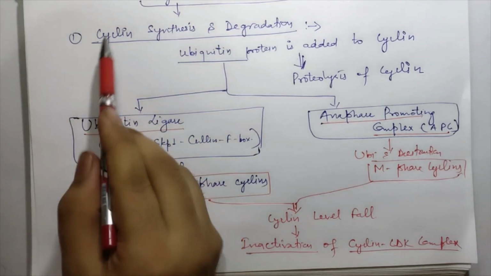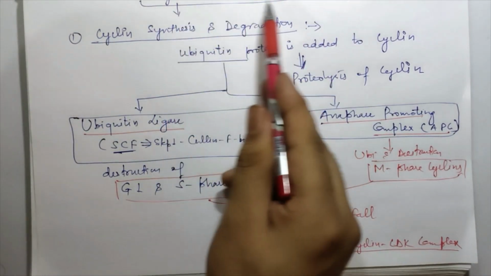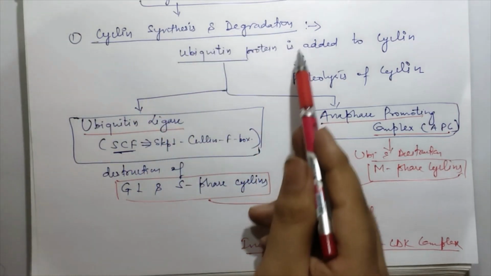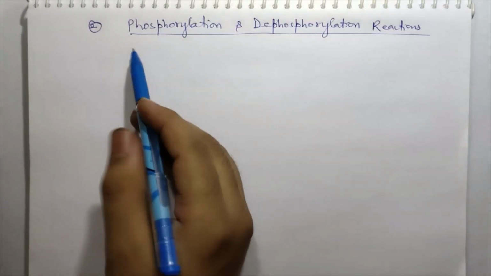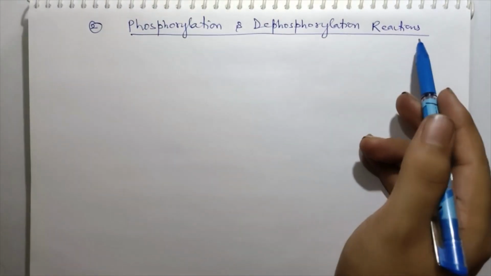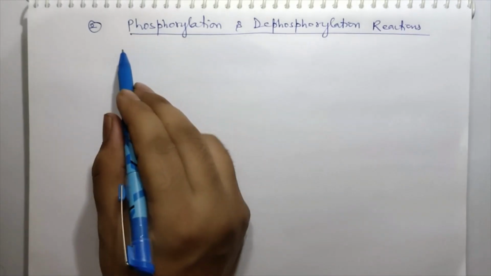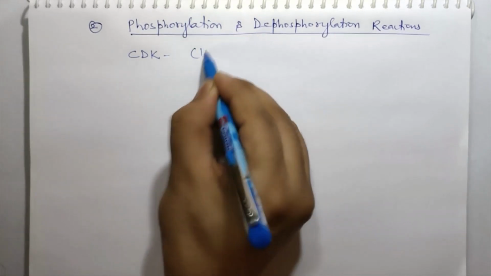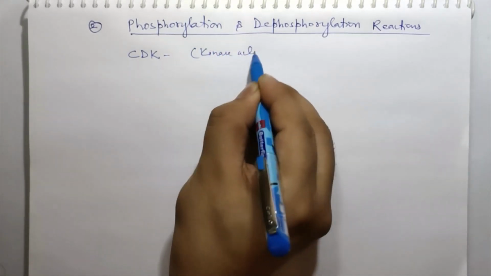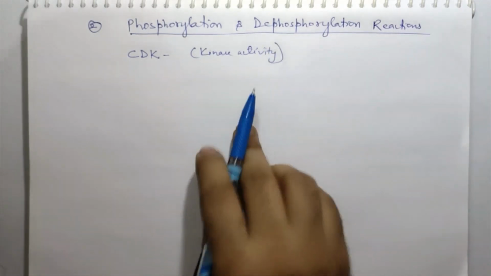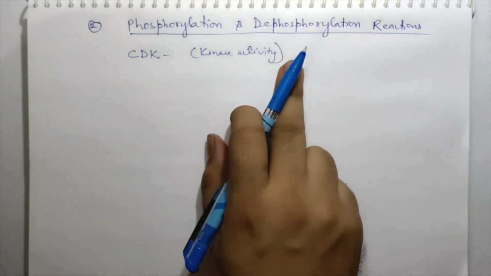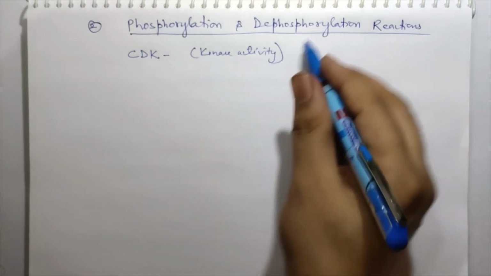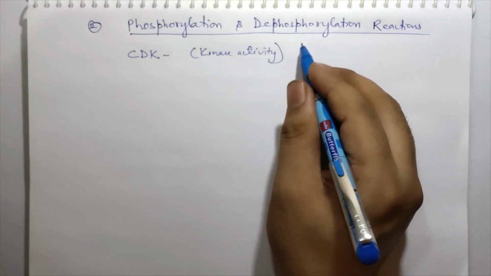So this is the first type of mechanism by which the Cyclin-CDK complex is inactivated, that is, cyclin synthesis and degradation. And the second is phosphorylation and dephosphorylation reactions. As you all know, CDKs have kinase activity, and it depends upon the phosphorylated state of the catalytic CDK subunit, meaning the phosphorylation state of the CDK.